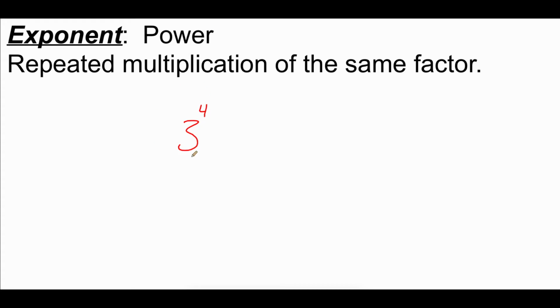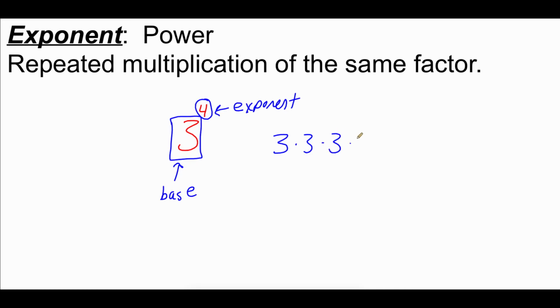Now there is a little bit of vocab that goes along with our exponents or powers. The 3 down here, that is called the base, and the 4 up at the top here, that's the power or the exponent. Now, what does this really mean? I said powers and exponents meant that there was repeated multiplication of the exact same factor. So having 3 with a 4th power on it really means that we're taking 3 and multiplying it by itself 4 times. So it's saying 3 times 3 times 3 times 3. That's what 3 to the 4th power means.